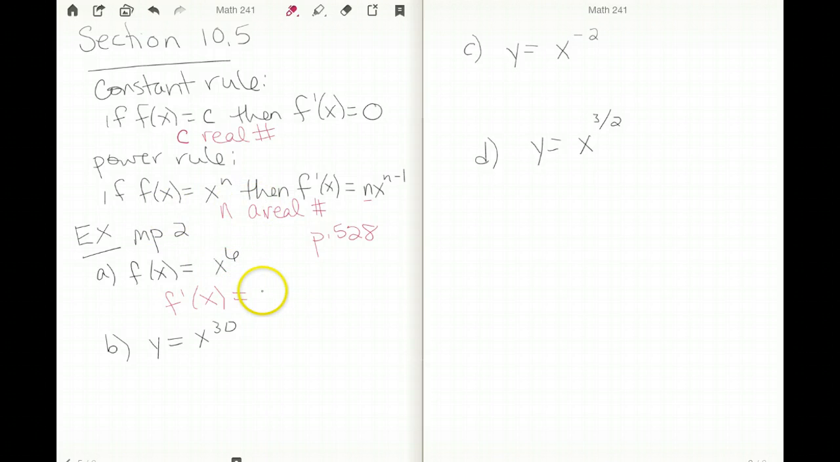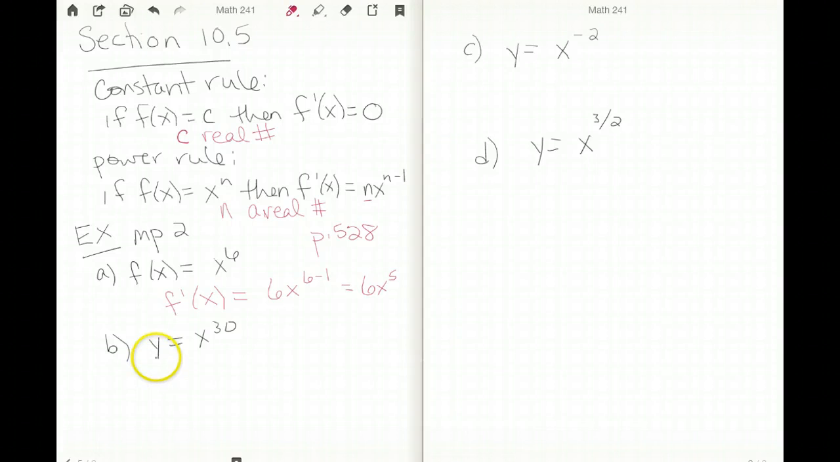So what I do is I bring that 6 out front as my new number out front, 6x, and then I do subtract 1 from the power. Okay, so that means this is 6x to the 5th. And that's the derivative. That's f prime of x. All right, let's try this on the second one.